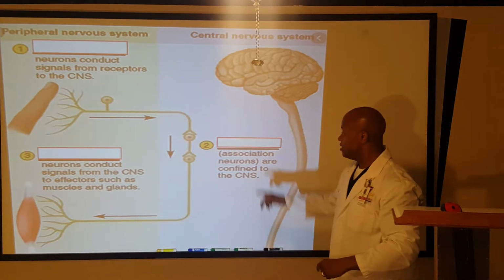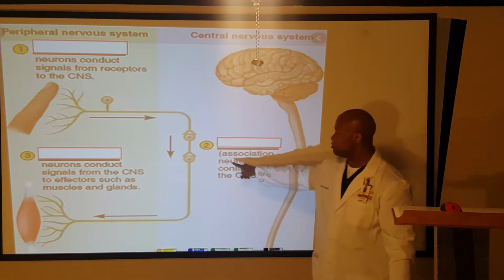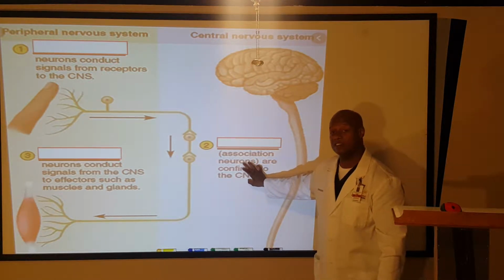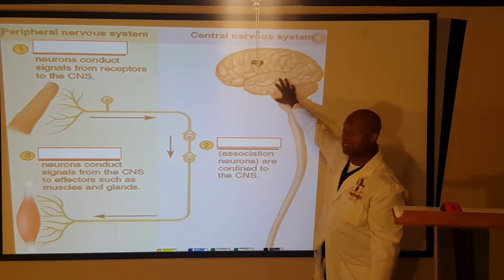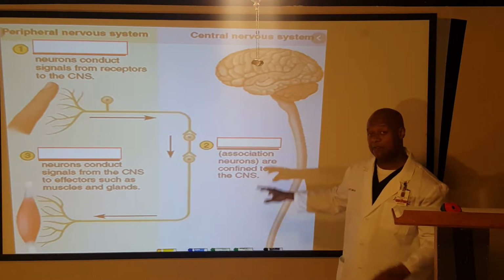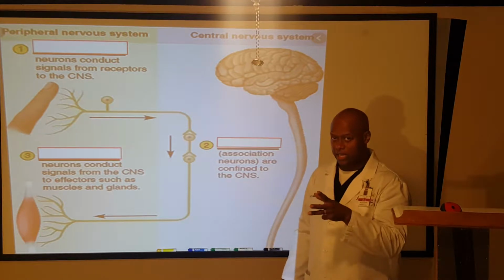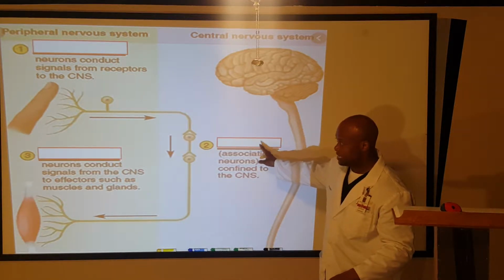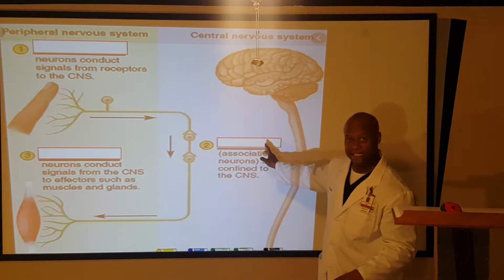Number 2, the other name for that is an association neuron. These neurons are generally confined to the central nervous system, brain and spinal cord. And for these types, you want to think of the word between. Between is important. That's how that one functions. We'll come back to that.